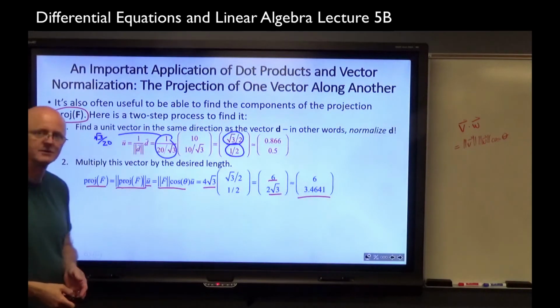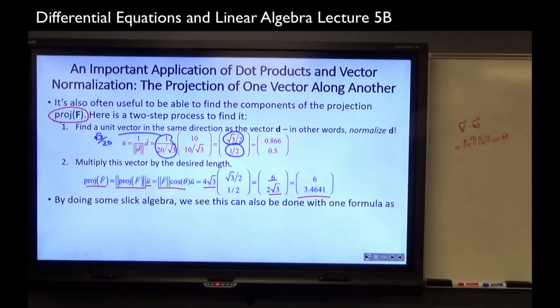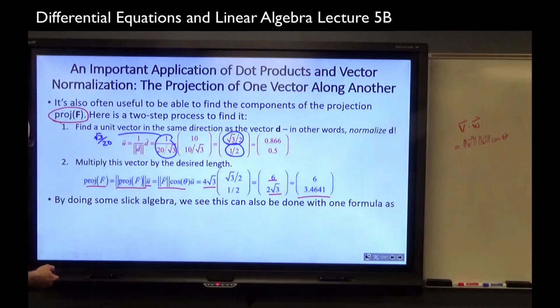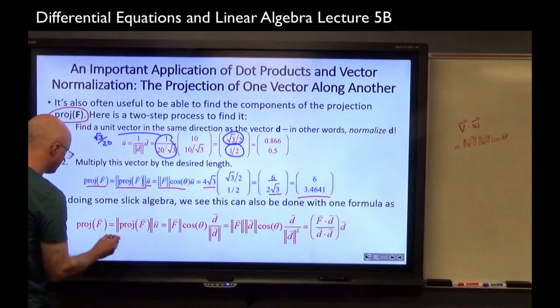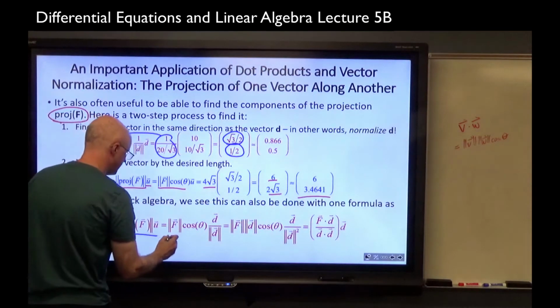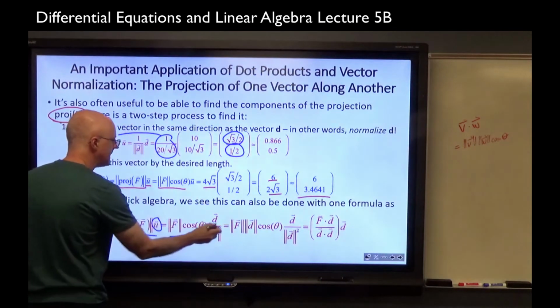Not telling you what it's useful for, but it turns out it does have its uses. You can do some slick algebra to do all this in one formula. This is pretty tricky to derive, but you can understand it. It's just tricky to derive. So far, this part is the same as up here. This part is the length of the projection vector. The unit vector here is this.